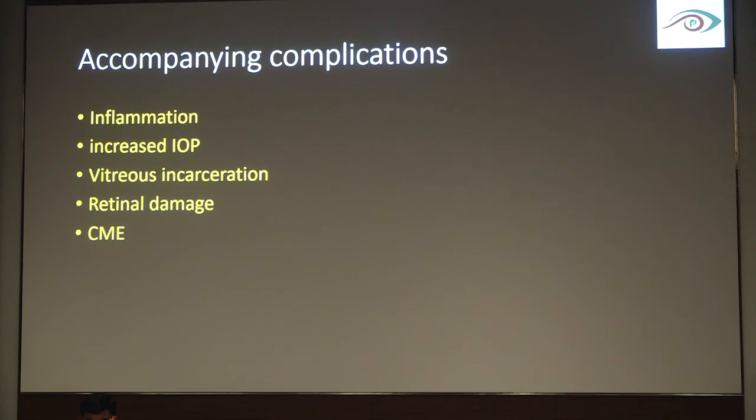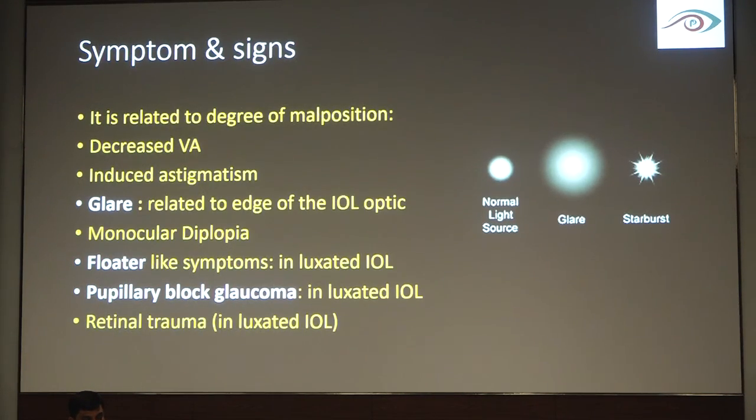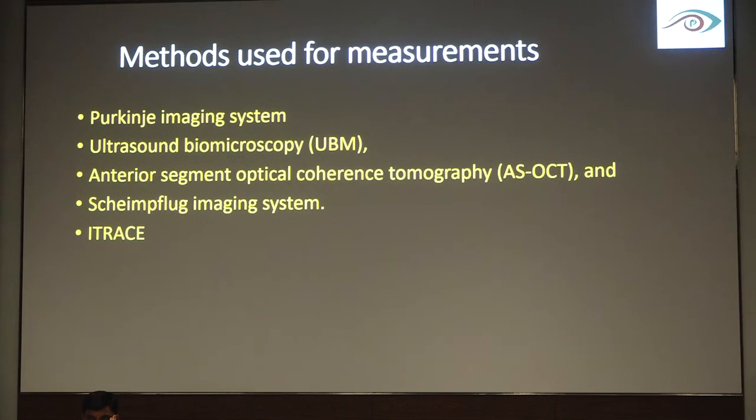What are the complications when you have a decentration? Inflammation, increased IOP, retinal damage, CME, or vitreous incarceration. These are some of the major complications you will see in patients with decentration. Symptoms, as I said, are glare, floaters, monocular dysphotopsia, and decreased visual acuity, and it all depends on the degree of malposition of your IOL.